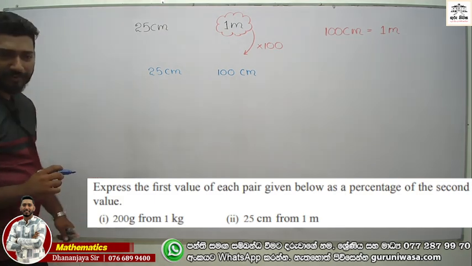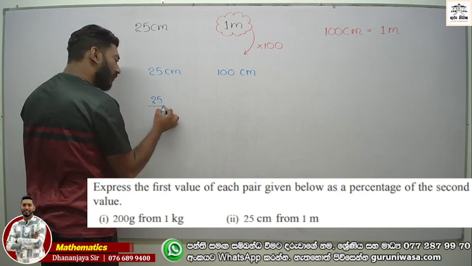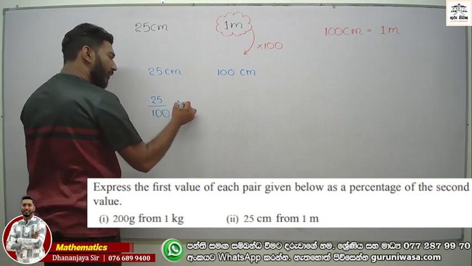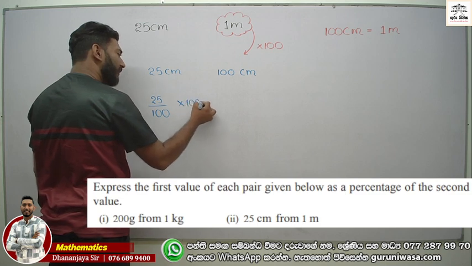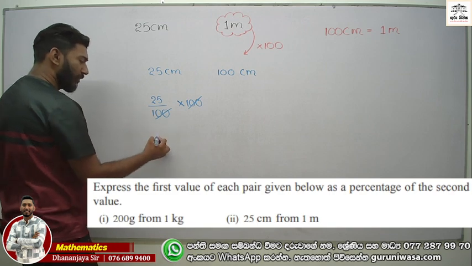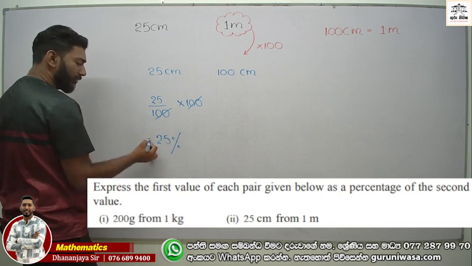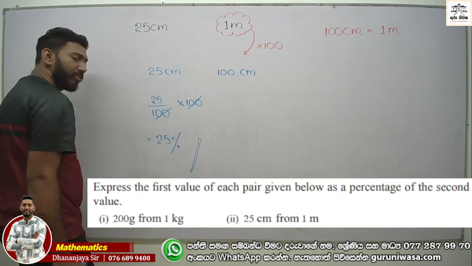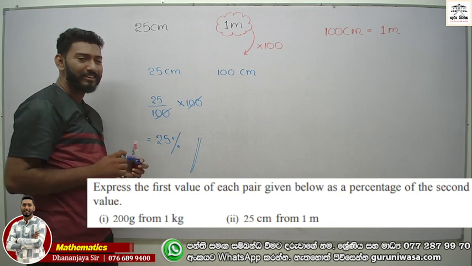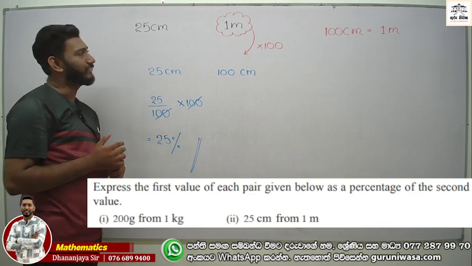Now you can write it as a fraction. How to write as a fraction? 25 out of 100. Now this is a fraction. Now multiply by 100. No, you are right. Now the answer becomes 25 percent, 25%. Understood? Good. Good, good, good.